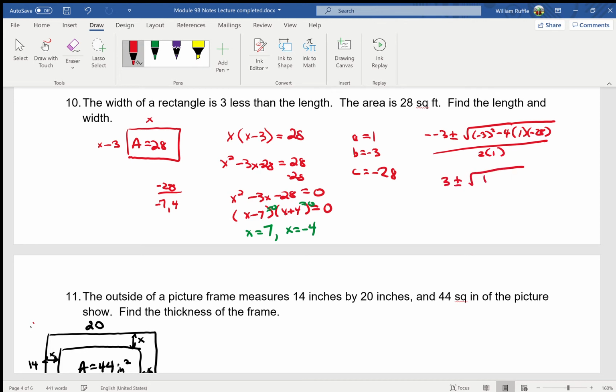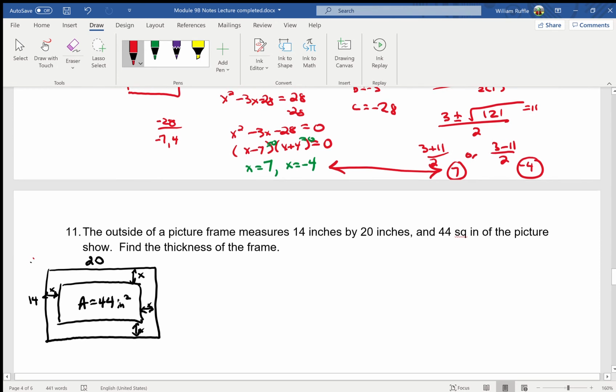I type this in the calculator and I get the square root of 121 all over 2. Now, the square root of 121 is just equal to 11. So this is really 3 plus 11 over 2, or 3 minus 11 over 2. 3 plus 11 is 14 over 2, which is 7. 3 minus 11 is negative 8 over 2, which is negative 4. And you can see those answers match. So when we were doing all these, the quadratic formula does give us the correct answer.